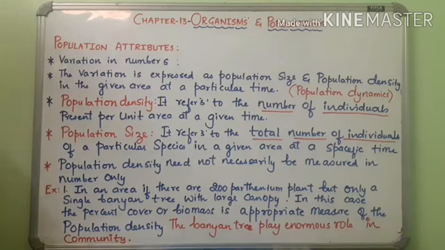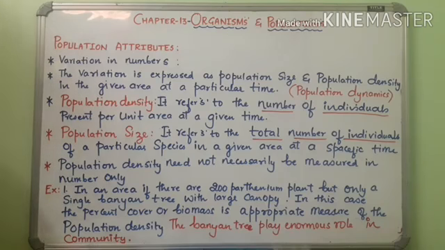different population attributes. In that, first we discussed natality, that is birth rate. Secondly, we discussed mortality, that is death rate. And third, we discussed the sex ratio. And next we discussed the age pyramid.